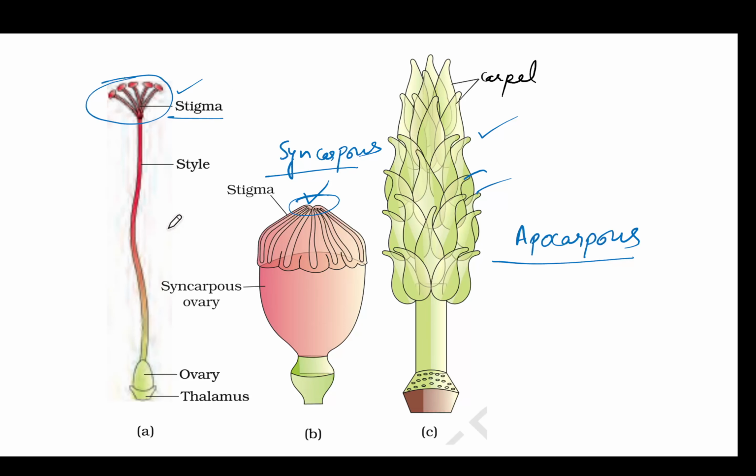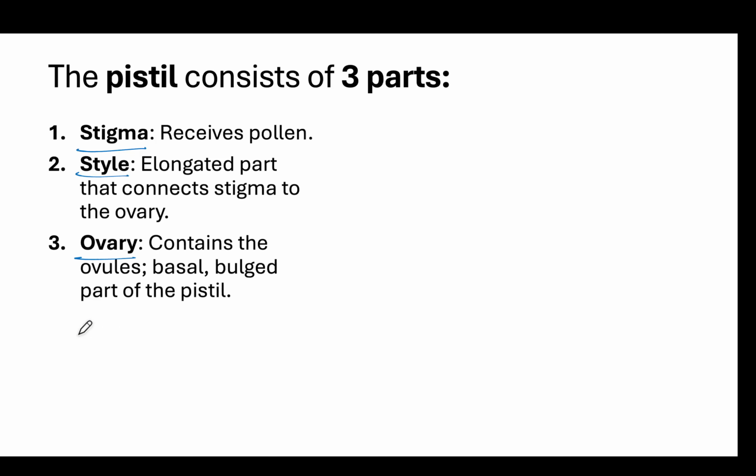Now below the stigma, what is present? A long cylinder kind of part. We call it style. Style is something which connects stigma to the ovary. Now the bottom part is the ovary. So these are the 3 parts that we just learned. The topmost part is known as stigma. Below the stigma we have style, and style connects stigma to the ovary. So the bottom part is ovary.